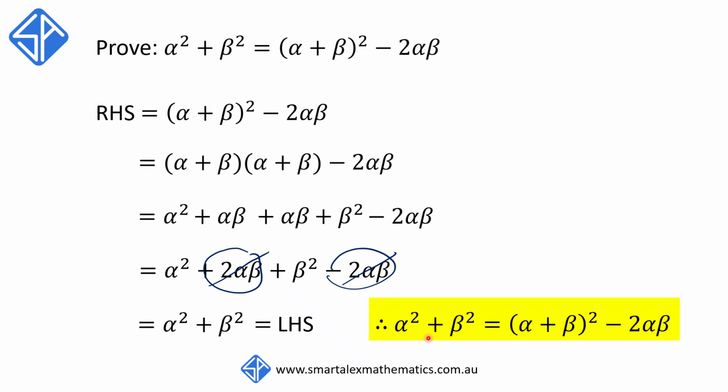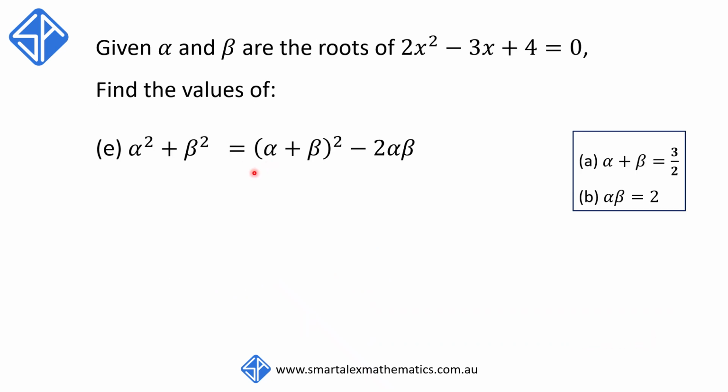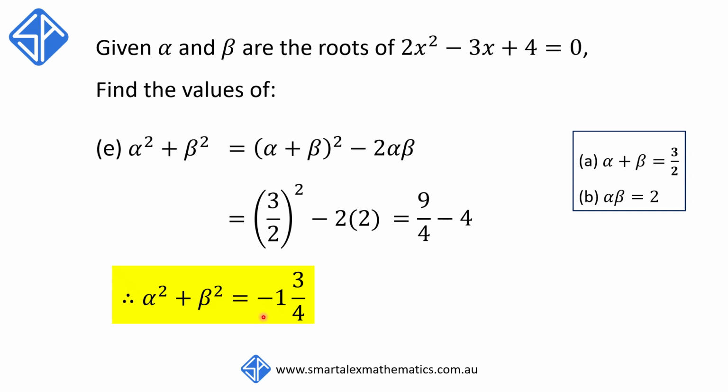So therefore, we can conclude that alpha squared plus beta squared is equal to alpha plus beta all squared minus 2 alpha beta. So going back to our example, now that we've proven this identity, here we can again use the fact that alpha plus beta is equal to 3 on 2 and alpha beta is equal to 2. So we have got 3 on 2 squared minus 2 times 2, which is equal to 9 on 4, take away 4, and that's going to give us negative 1 3/4. So we have got alpha squared plus beta squared is equal to negative 1 3/4.